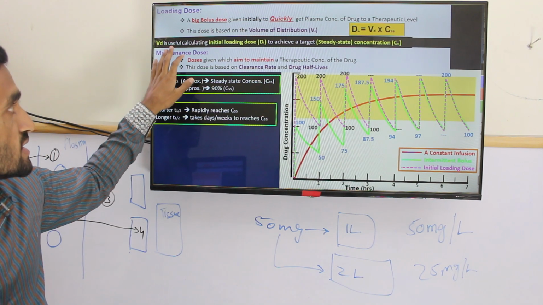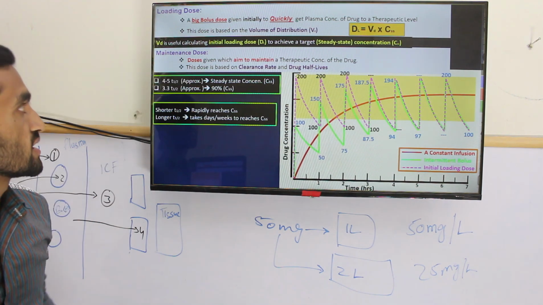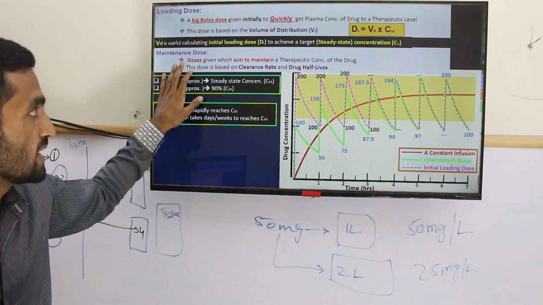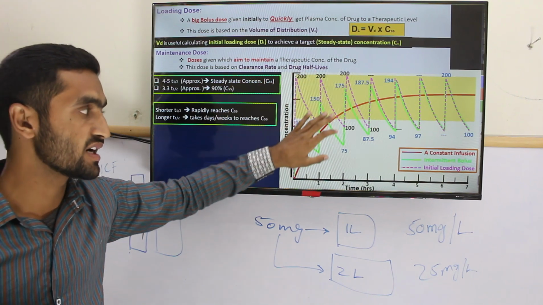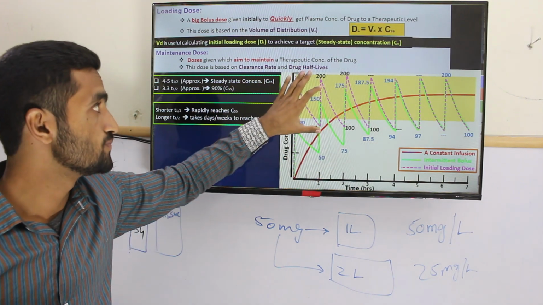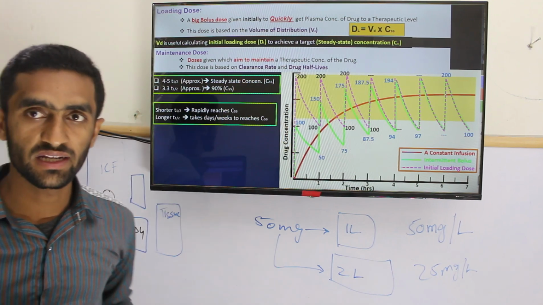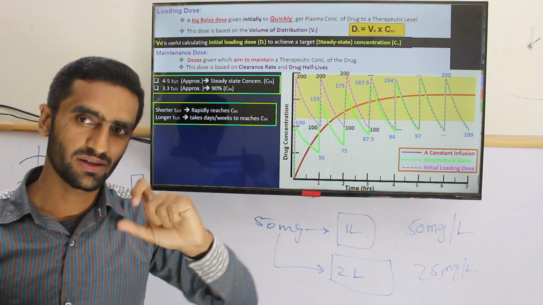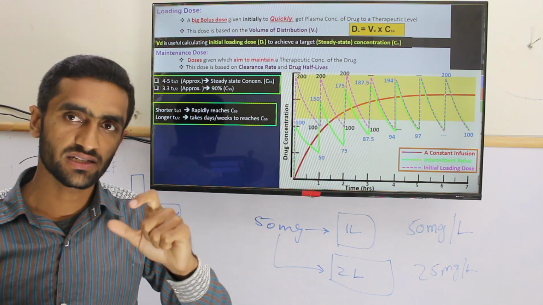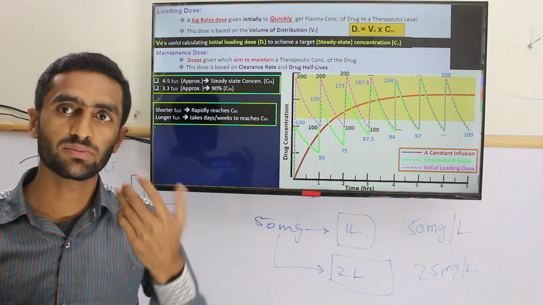So volume of distribution is important for the loading dose, while in case of maintenance dose, you need to think of the clearance rate and the half-life, because half-life is affecting the maintenance dose. Because if you need to, you can say, recharge that part which has been gone.